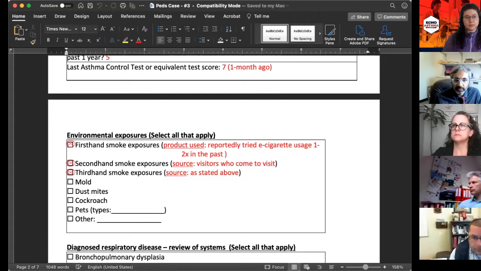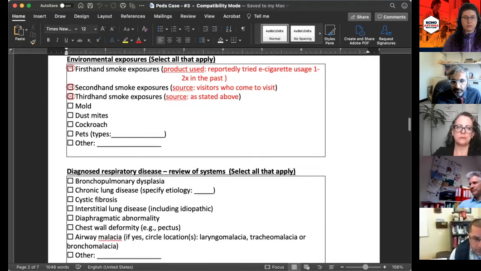And in terms of environmental exposures, there are quite a few. She's reported that she does smoke, or at least did in the past. She's tried e-cigarettes 1 to 2 times in the past. She says she is not a current user. She does have secondhand smoke exposure from many visitors who smoke inside the home. And she reports third-hand smoke exposure, which could be derived from the secondhand smoke exposure, all occurring inside the home.